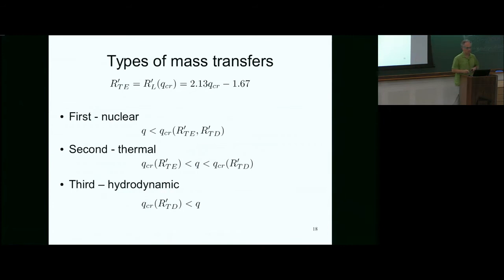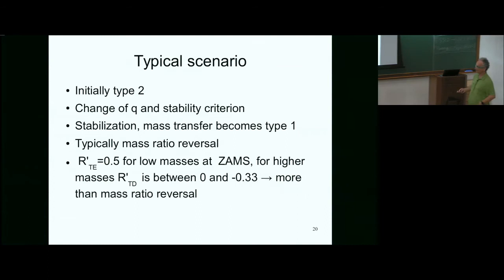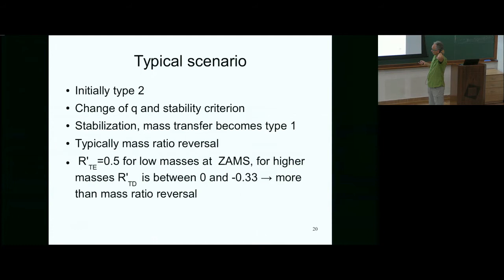So now that we are here, we have the typical scenario for the first mass transfer that takes place. So it's initially type 2. We have the change of the mass ratio, and when the mass ratio is inverted, the mass transfer becomes stable, follows on a nuclear transfer, becomes type 1, and typically the result is that the mass ratio is reversed. So for higher masses, we can have more than mass ratio reversal. We can transfer and lose more mass than even just in the case of simple mass ratio reversal.